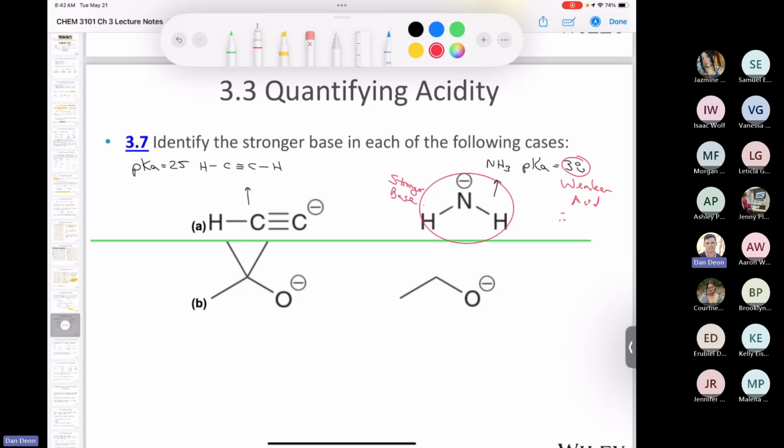You notice that the nitrogen has a negative charge, so you should remember that it's missing 2 lone pairs on it. There's a lone pair missing here too. So again, that's our rationale. The weaker acid gives us the stronger conjugate base.